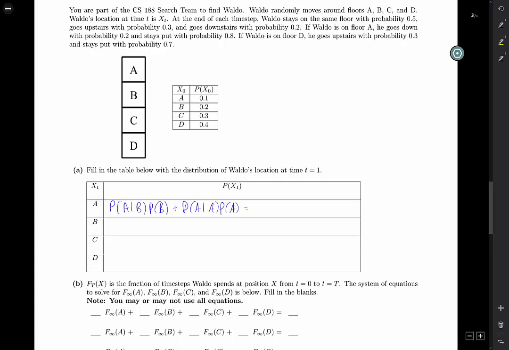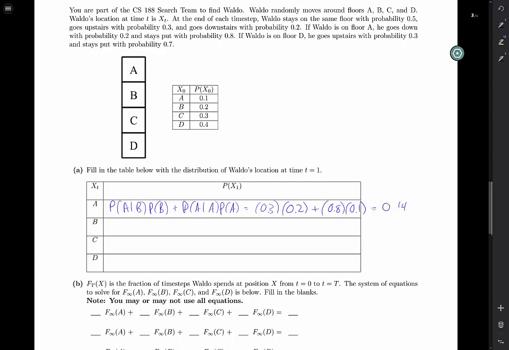What's the probability of A given he was in B? The probability of moving upstairs is 0.3. What's the probability he was in B at the previous time step? Well, that's given by our prior, 0.2. So the probability that if he's in A, he stays in A, is 0.8. And what's the probability he was in A already? 0.1. So if you multiply and add, you get 0.14.